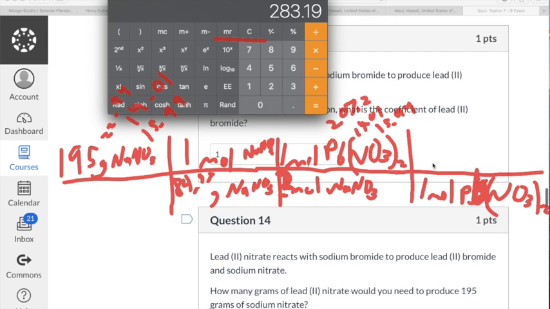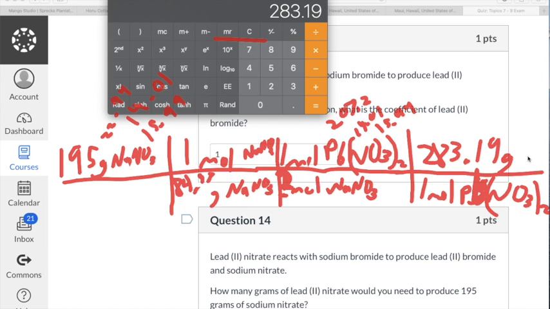Nope, sorry, that's not my answer. That's what goes right here. Then we could do our answer. So I get 283.19 grams of my PbNO3. Of course, there are 2 of those. Use your imagination. All right, PbNO3s. So now I'm in grams of PbNO3s, which is what they are looking for. They want to know how many grams of lead 2 nitrate, which is PbNO3.